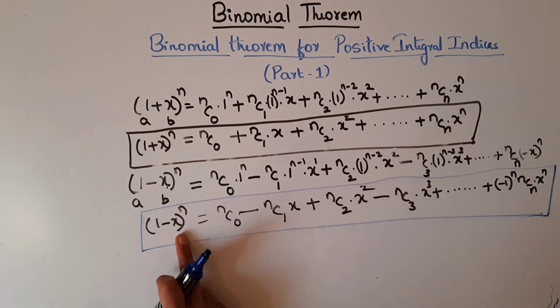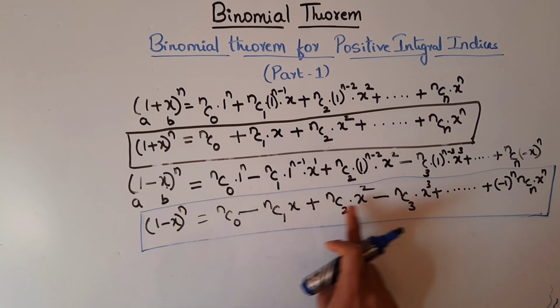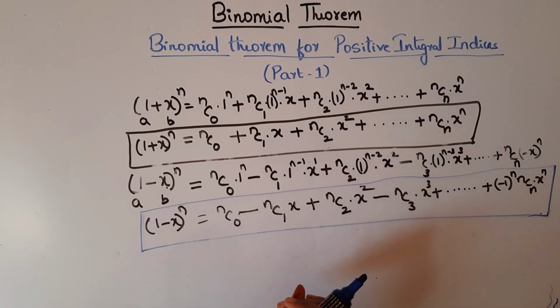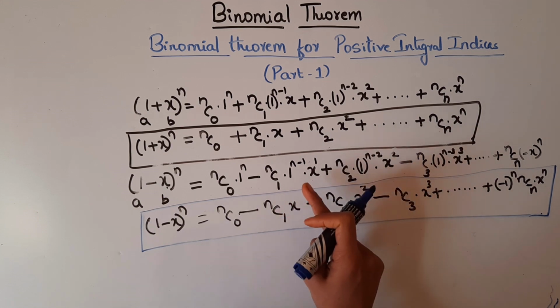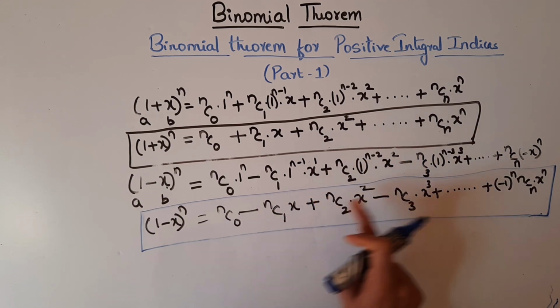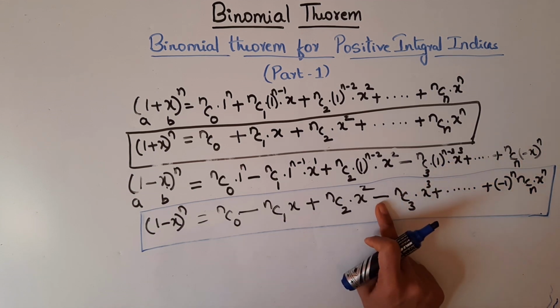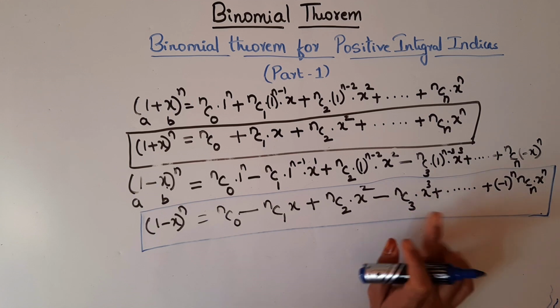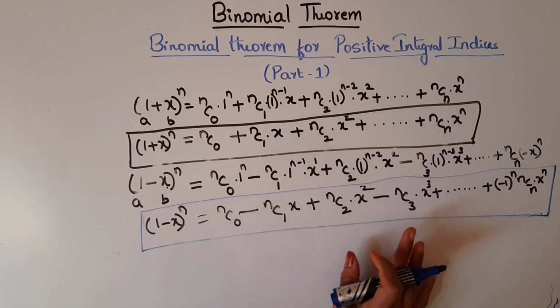Similarly, when you have b is equal to minus, then the formula will have alternate plus and minus terms. That is because the b term with the even power will have a positive sign and b with the odd power will have negative. Just use that logic and you can write this. I hope this is clear.